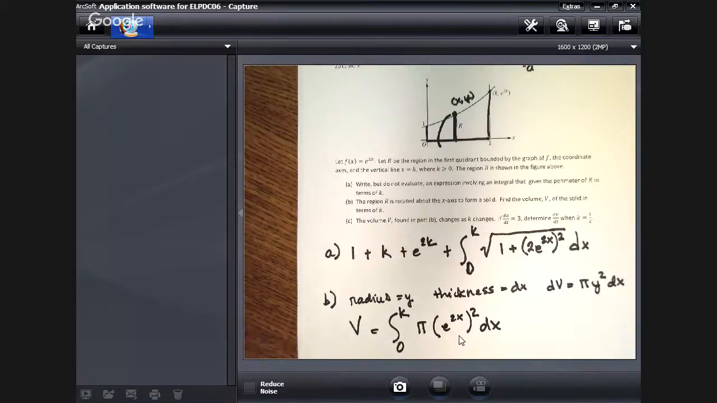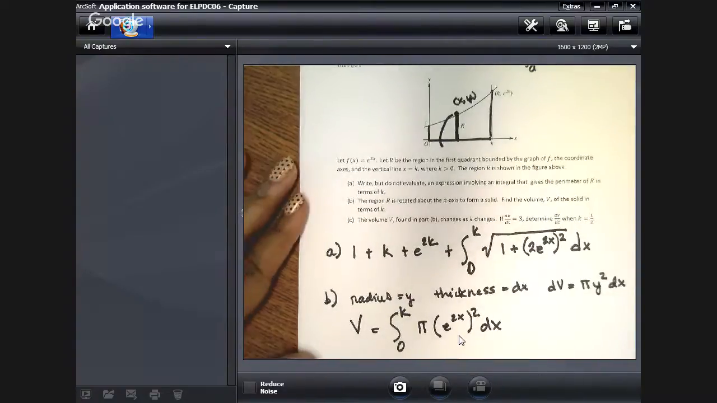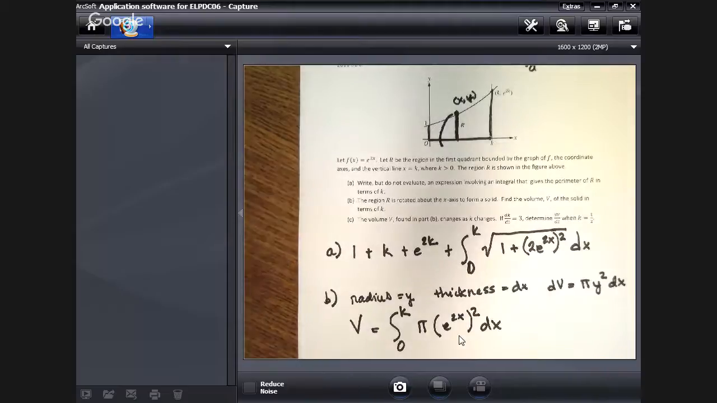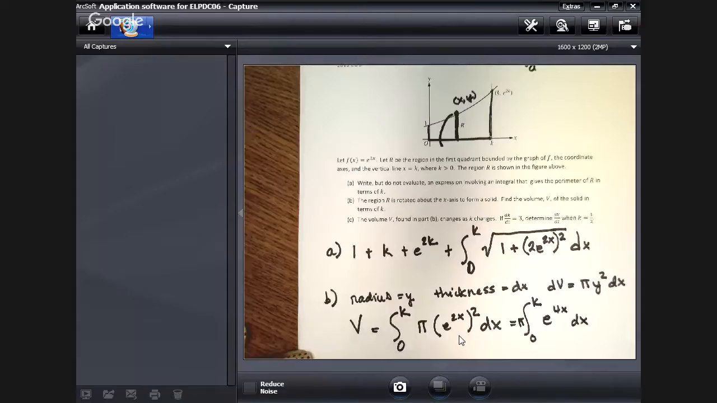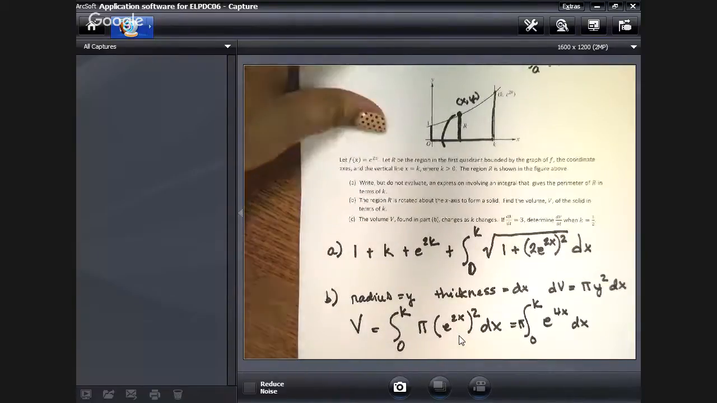Now that I've set it up, though, I do need to evaluate it because it says to find the volume in terms of K, and this is still in definite integral form. There might be some debate over whether this really is in terms of K or not, but they want you to evaluate the definite integral. So I'm going to rewrite this a little bit before I integrate the integral from 0 to K. I'm going to bring the pi out and call this e to the 4x dx. Using a u substitution that I'm not going to write out right now.